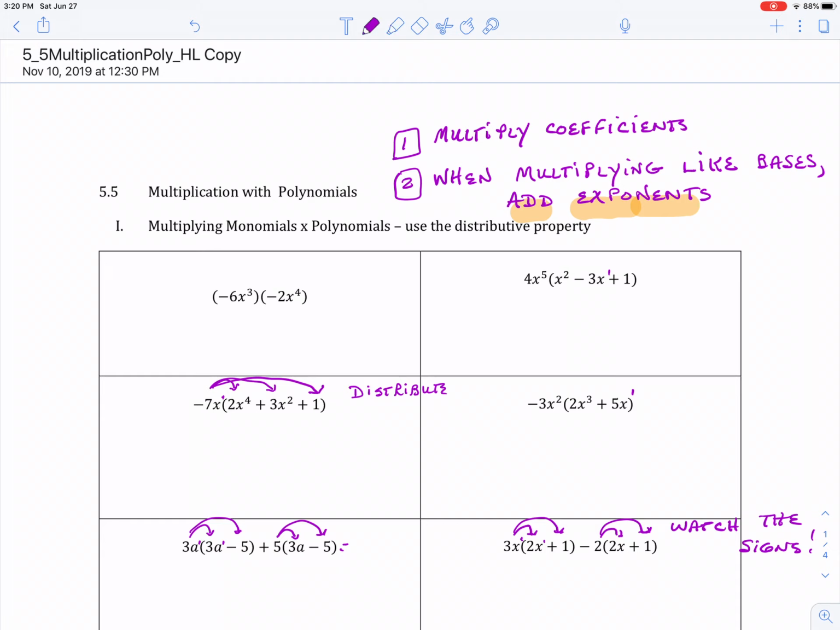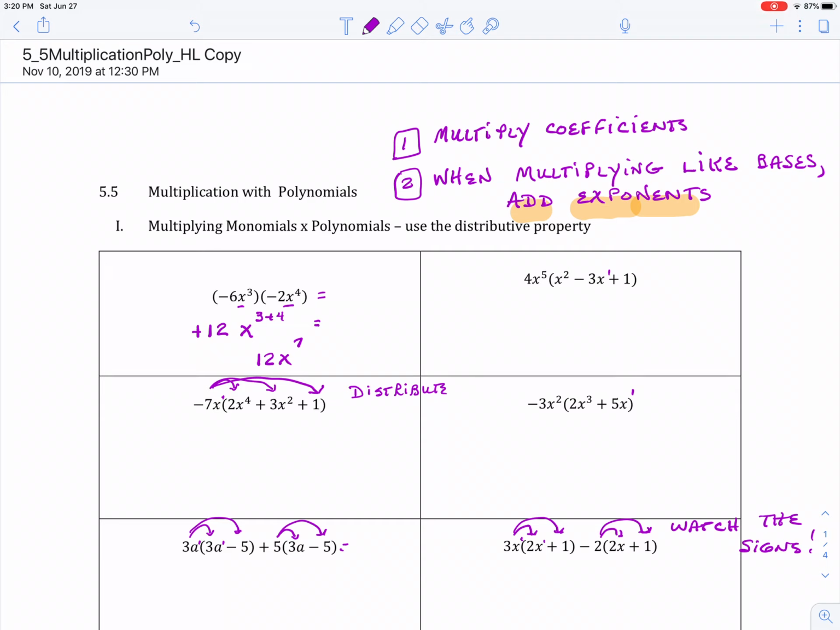So I'm going to do a couple of these. On the first one, I'm multiplying a negative by a negative, so that's going to give me a positive result. I'm multiplying the 6 by the 2, which is going to give me the 12. Then I notice these like bases, so I write the x down once, and remember this is where the exponents add. So we're going to end up with positive 12x to the 7th.